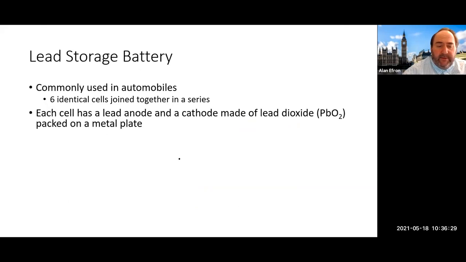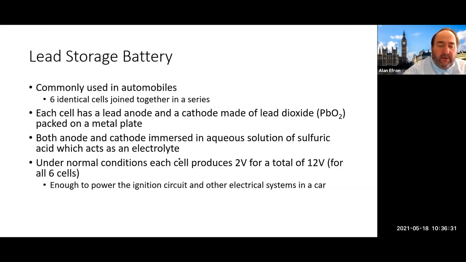A lead storage battery, which is commonly what is used in our cars, is basically a bunch of cells together, about 6 of them. Each of them gives you about 2 volts for a 12 volt charge. When you turn your key, that's enough to power the ignition circuit and other electrical systems in your car, unless of course you're on those days when you're running really late and you turn it and it does not start.